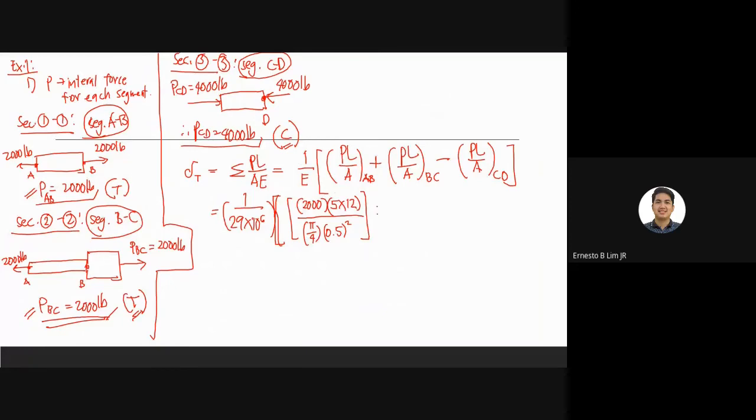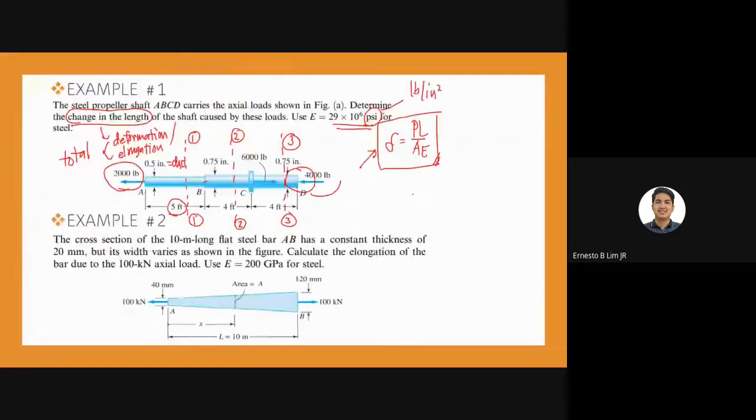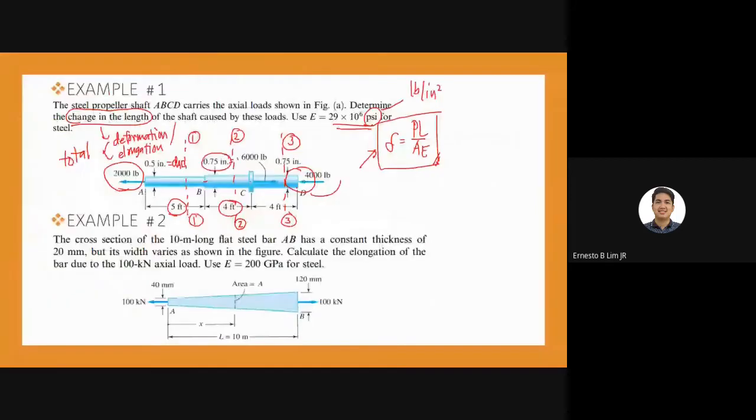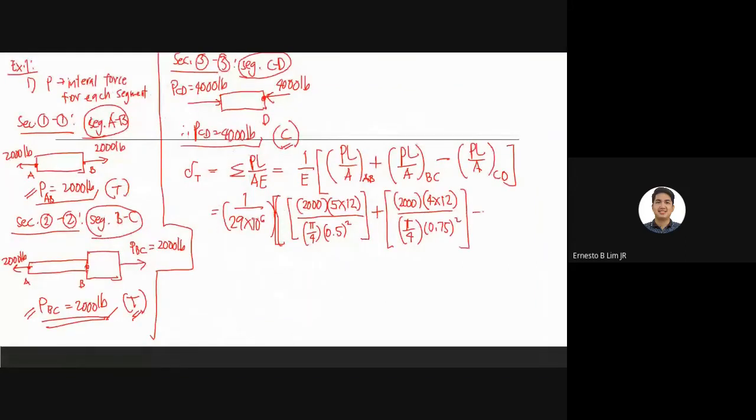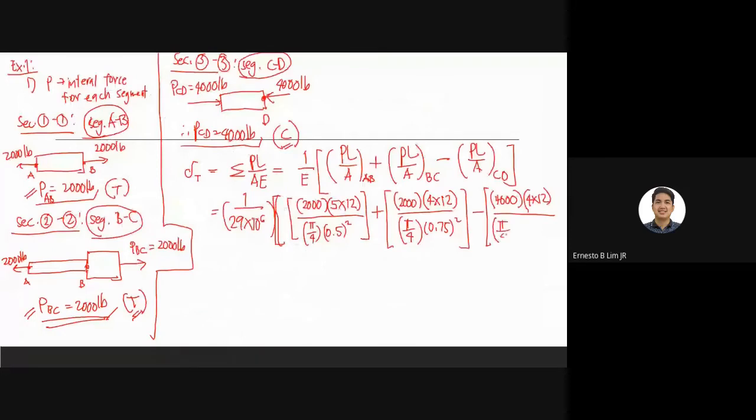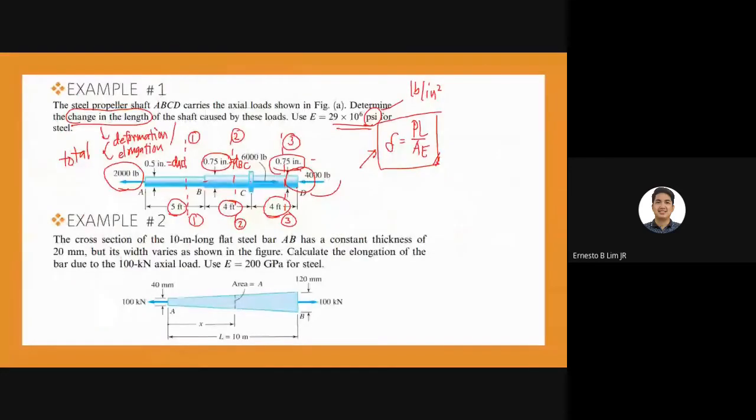Then plus P for BC, which is 2,000 pound, times the length. The length for BC is 4 feet, so 4 times 12, then over the area, pi by 4 times the diameter for BC, 0.75 squared. Then minus P 4,000, times the length, again 4 feet for CD, so 4 times 12, over pi by 4 times the diameter for CD, 0.75 squared.